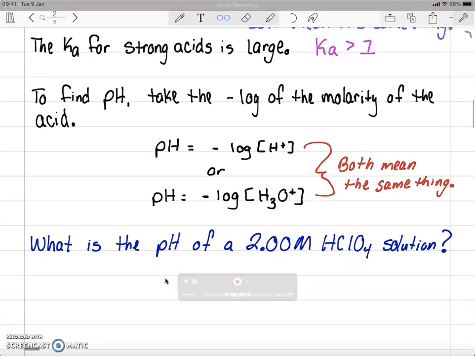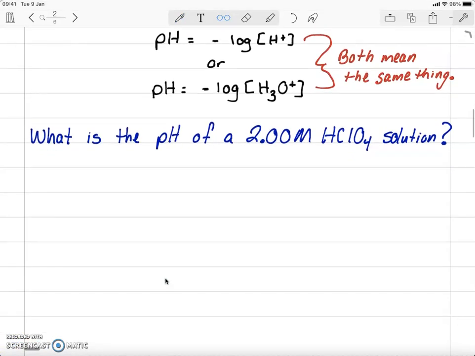So let's take a look at this problem down here. What is the pH of a 2 molar perchloric acid, HClO4, solution? Perchloric acid is a strong acid, and remember, you have to have the strong acids and strong bases memorized.